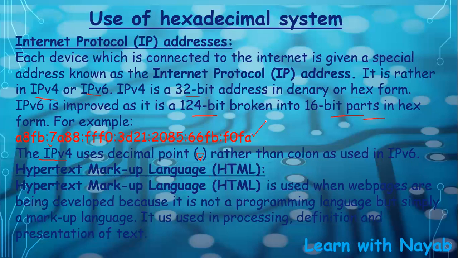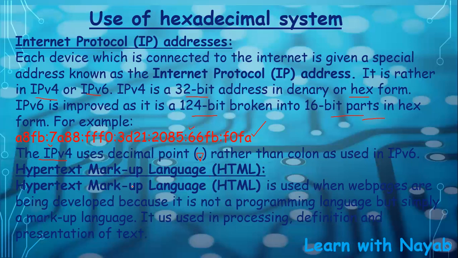So whenever you have to identify whether a given IP address is IPv4 or IPv6, we just have to see if there are colons or decimal points. If there are colons, that means that the address is IPv6.